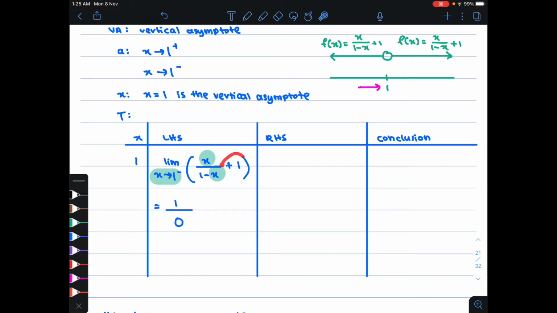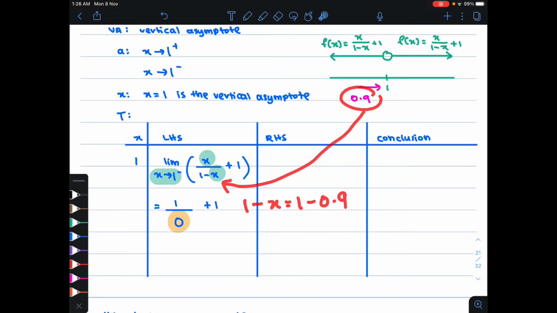But don't forget that we have this second term here. Substitute x equal to 1 into 1, it's just 1. If you look at this first term, only the denominator is 0. So we need to find whether this is 0 positive or 0 negative. From the left hand side of x equal to 1, we're going to pick 0.9. Substitute 0.9 into 1 minus x, and that will give you 0.1, which is 0 plus.